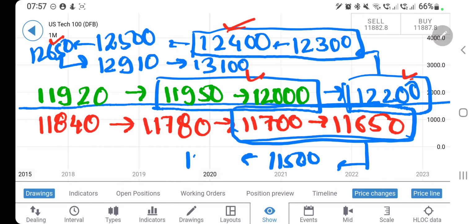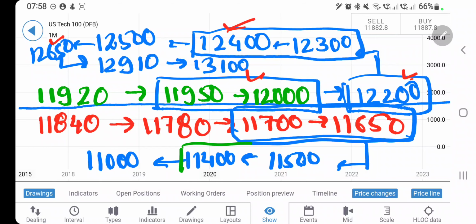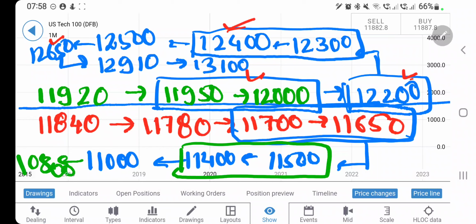11,500 is a good support. 11,400. And if it drops below 11,400, it will directly try to land at 11,000 levels. Watch out for these levels at 11,400, 11,500. This is going to be a very important support zone for Nasdaq 100. Breaking below 11,400, you can expect 11,000 and 10,800 levels directly. So take your positions accordingly, take your trades accordingly, trade with a stop loss, trade with a trailing stop loss.